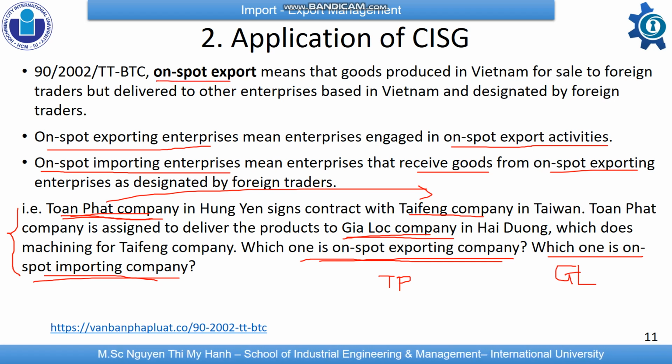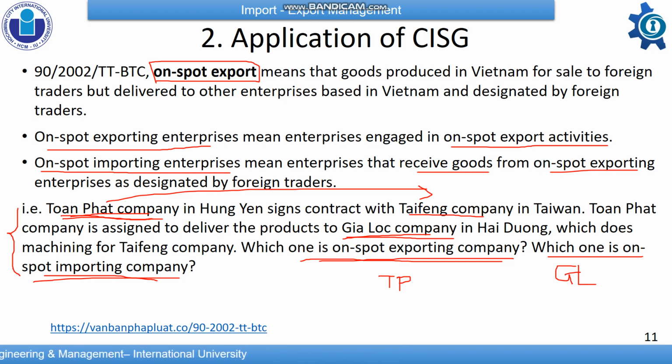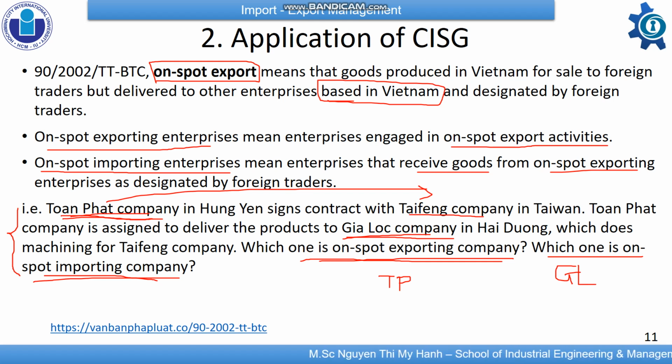So this one is a special case of exporting, where they export but deliver their products to a company based in Vietnam, not outside Vietnam. So the product hasn't crossed the border yet, but it's also considered export. Okay.